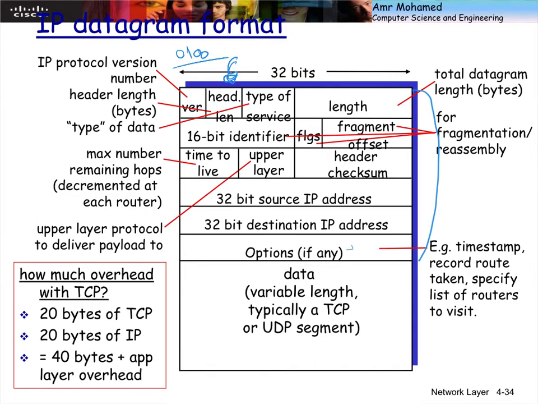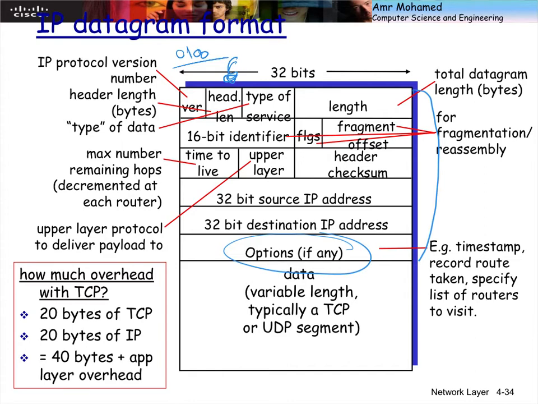So they thought, okay, we can have an options field, and this options field is like a placeholder for all future implementations and future evolutions of IP. Okay, so this options field can be used in the future for anything that they did not think about. But of course, this options field has never been used, and not only that, in IP version 6 it has been removed.